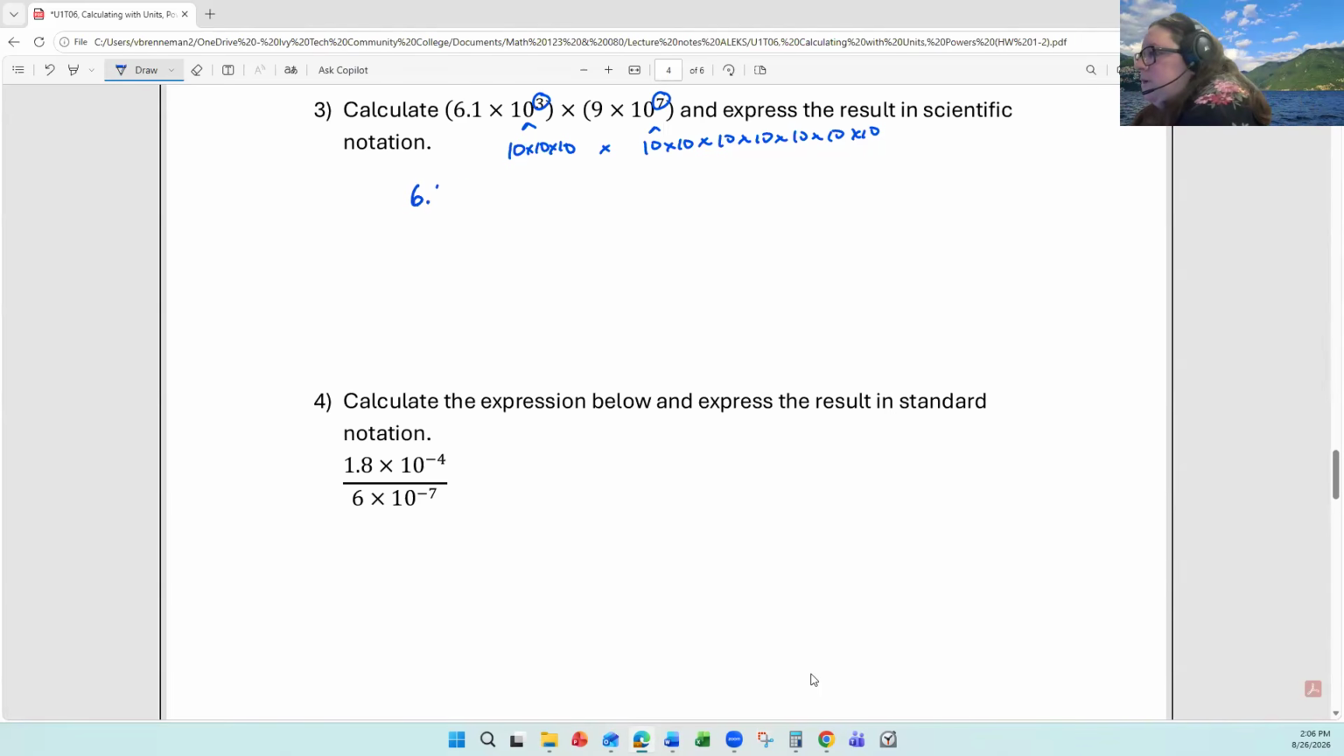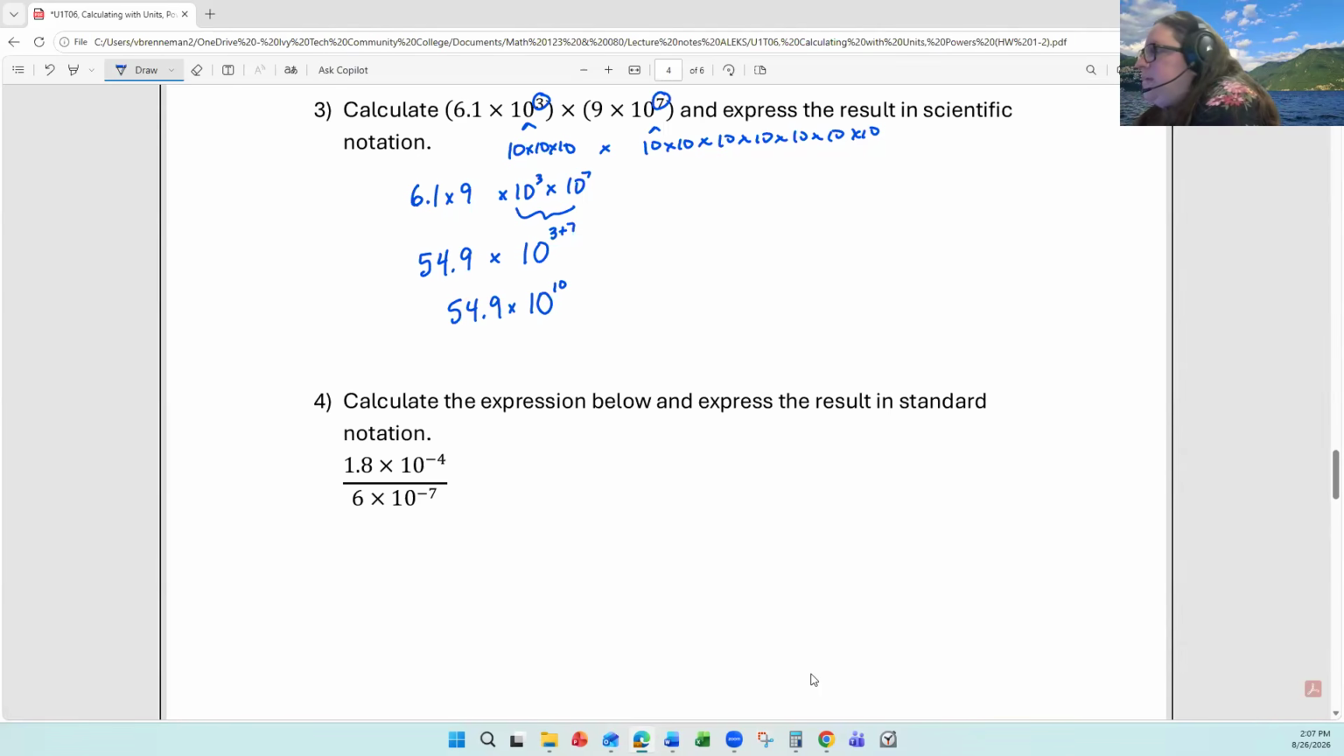We can rearrange to 6.1 times 9 times 10 to the 3rd times 10 to the 7th. You don't have to write out that step. But 10 to the 3rd times 10 to the 7th, we're going to add the powers as we multiply powers of the same base. 6.1 times 9, you can put that in your calculator just like normal, which comes out 54.9. And that's going to be 54.9 times 10 to the 10th power.